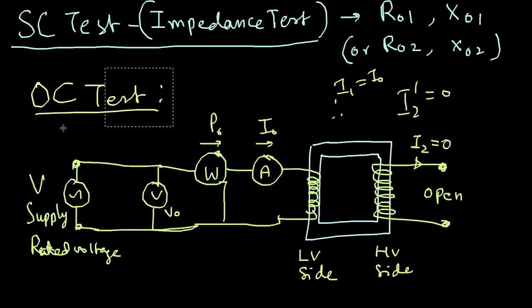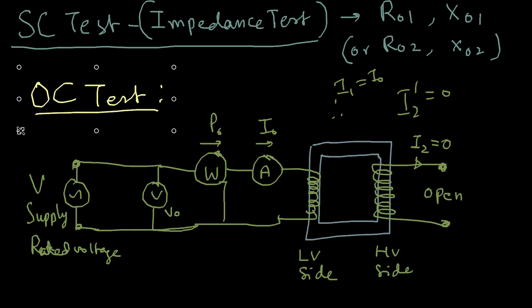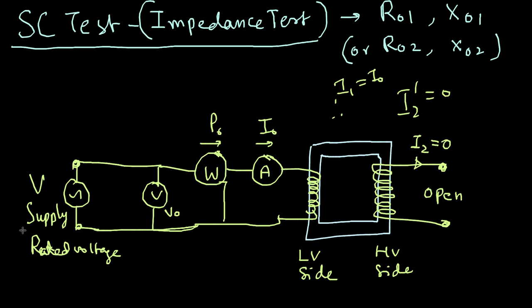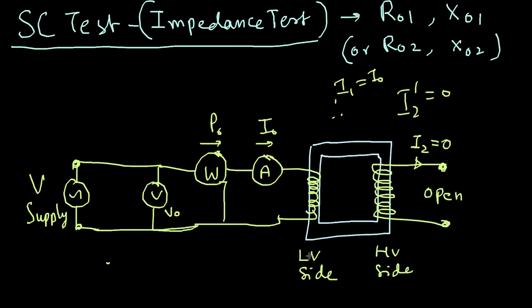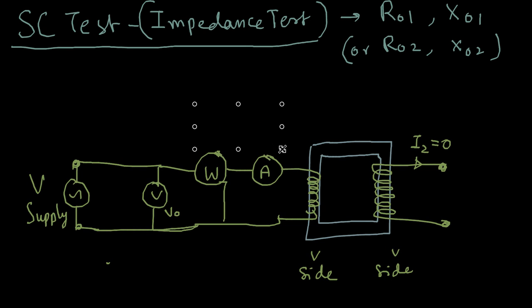So some unwanted parts I'll delete. So here I don't supply rated voltage, actually supply reduced voltage. And here actually this part is different. And this part is different. So this part I'll delete. So I think I have everything ready.